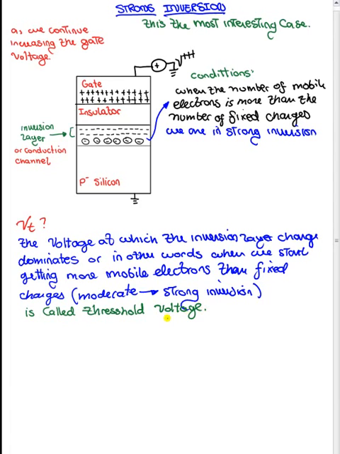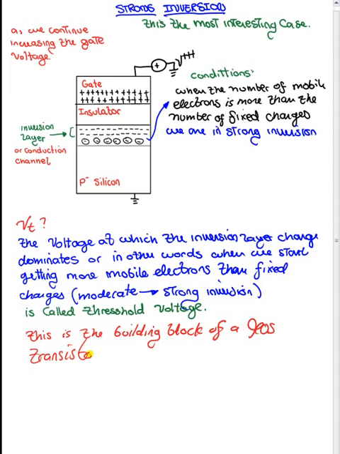Okay? And so this is the building block of a MOS transistor. Now we have all the tools we need. So the MOS capacitor in strong inversion is the building block, as we will see in a little bit. Okay, so now we have all the tools to start talking about MOSFET. So we'll start talking about the MOSFET transistor.